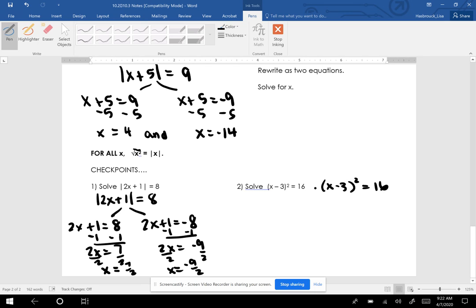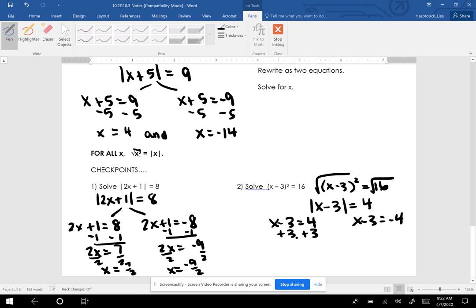For this next problem, x minus 3 squared equals 16. We have a squared. To get rid of the squared, I square root both sides. Now, it's important to note that you have to have the squared quantity all by itself before you can square root both sides. Okay? So now I have the absolute value of x minus 3 equals 4, and I split it up. X minus 3 equals a positive 4. X minus 3 equals a negative 4.